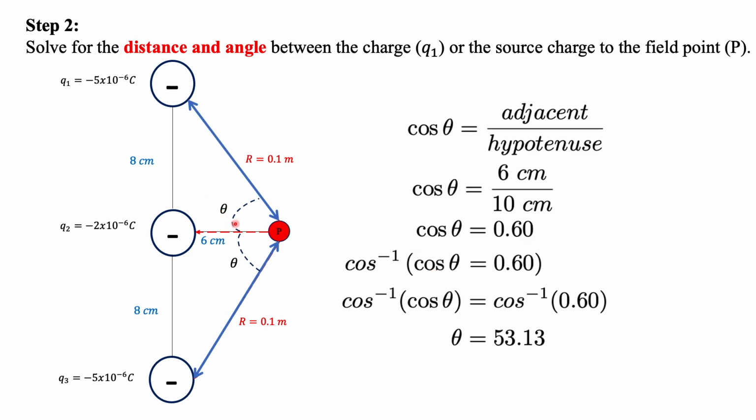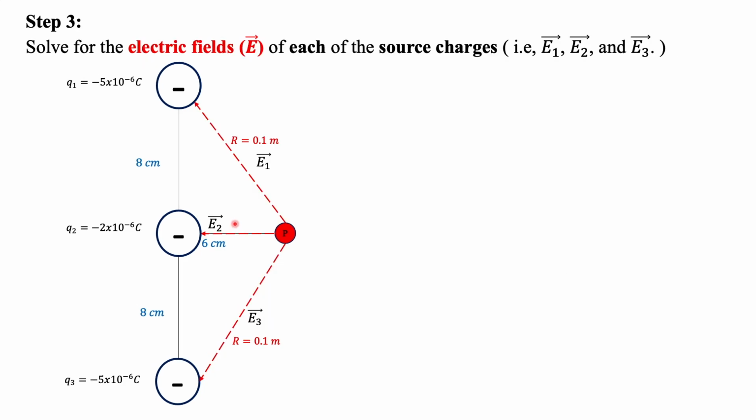Now, once we already solve for the distance and the angle, we're good to go to solve for the electric fields. So actually, the third step is to solve for the electric field vector of each of the source charges. But take note, at this step, we're only solving for the magnitude of these electric field vectors, because we know E1 is a vector, E2 is a vector, E3 is a vector, thus they have components. Now at this point, we're simply solving for the magnitude of the electric fields.